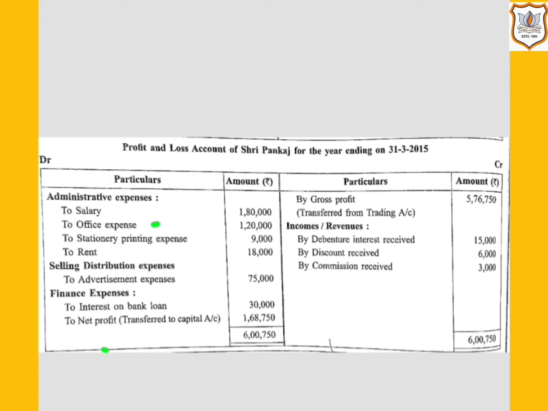Then we have debenture interest received. It is an income for the firm, so it will be recorded on the credit side of the profit and loss account. Here it is, by debenture interest received, amount is rupees 15,000. Then we have discount received. It is also an income, so it will be recorded on the credit side of the profit and loss account. Amount is rupees 6,000. Commission received. It is also an income, so it will be recorded on the credit side of the profit and loss account. Amount is rupees 3,000.